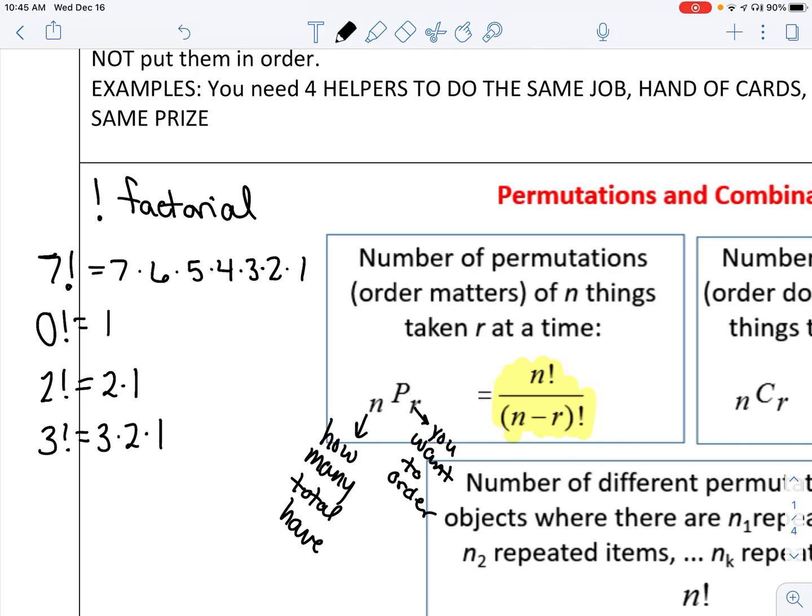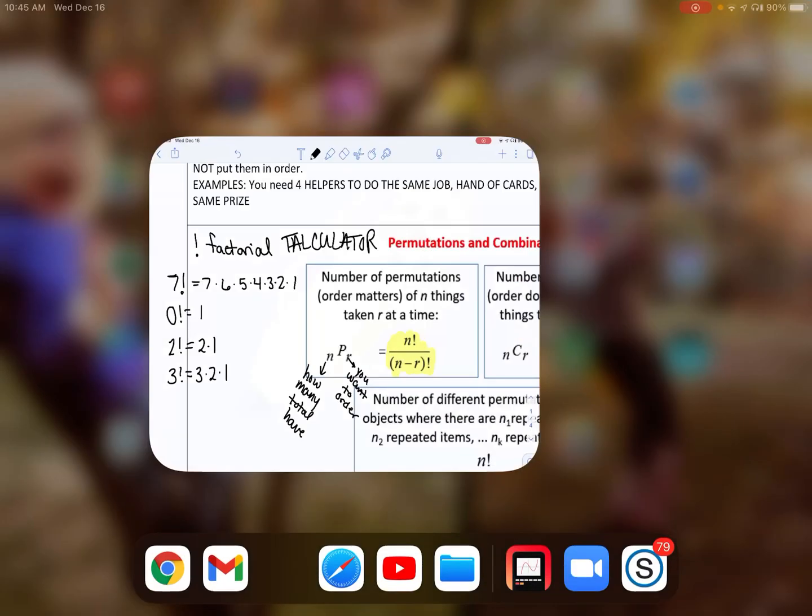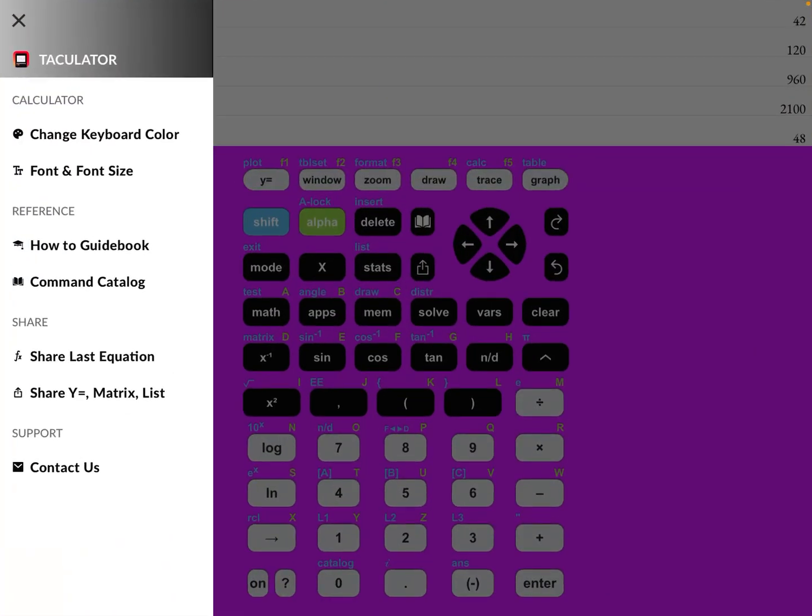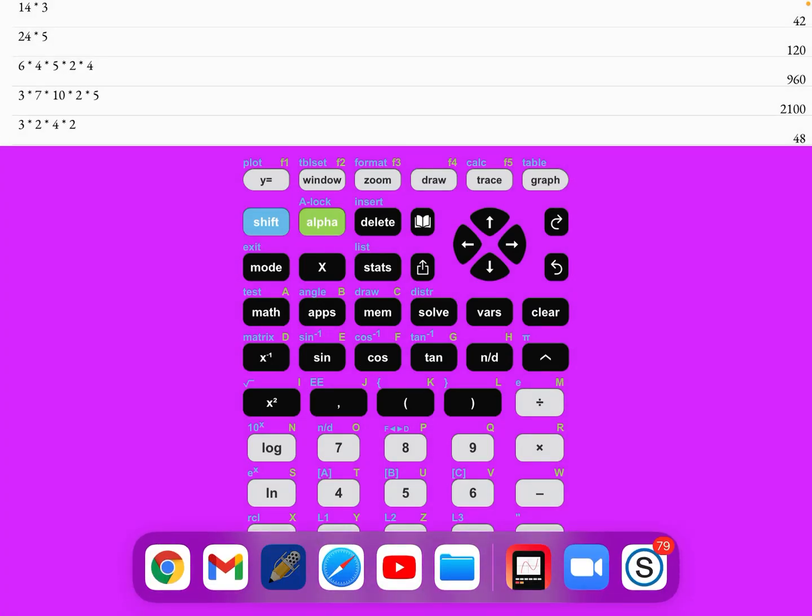There is a button on your calculator. I double checked. You hit math. Let me pull my calculator up. In fact, I'll pull my notes up side by side for you.